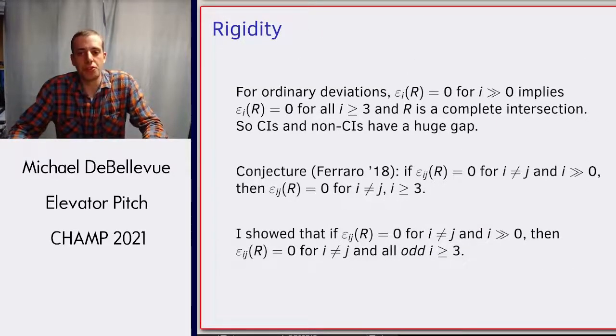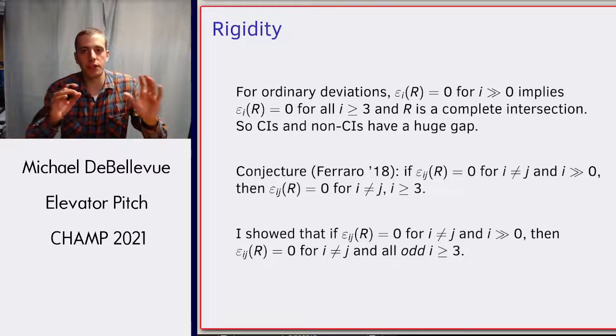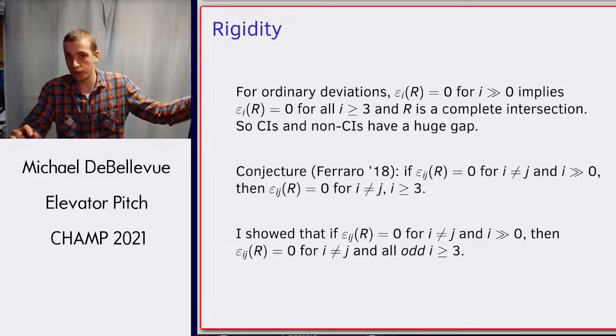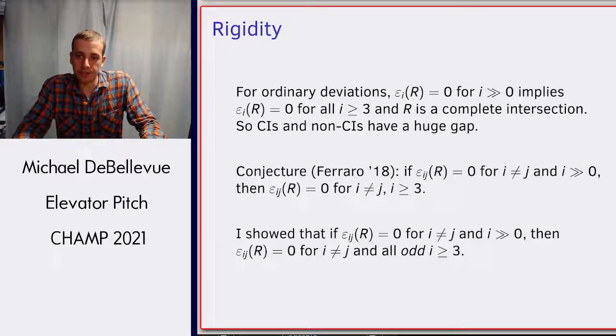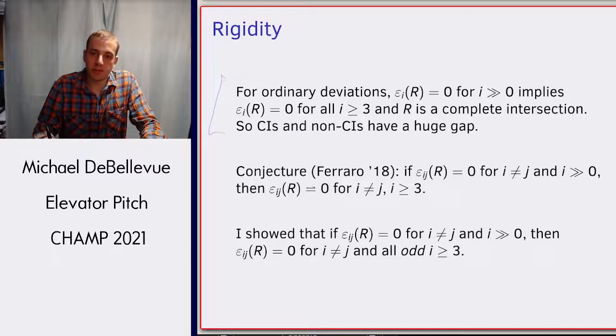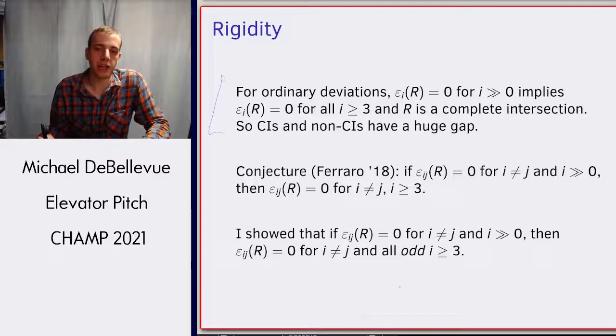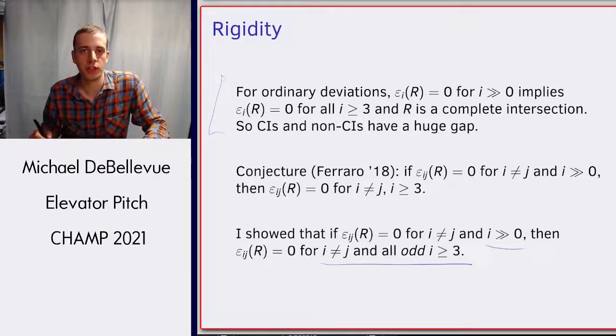I also have done some work about rigidity. So there's this really famous result that says that the deviations have this very stark dichotomy. Either they vanish almost immediately, or they go on forever. They're non-zero forever. And that's the result that I have listed up here. And this is telling you that complete intersections and non-complete intersections have this big gap in their homological behavior. Ferraro, back in 2018 in the same paper, conjectured that if you have this type of vanishing property right here eventually, then you also must have it immediately. And I have some partial work in support of this conjecture. I showed that if you have this vanishing property eventually, then you must have it in all odd positions. So it's pretty close, just kind of halfway there.